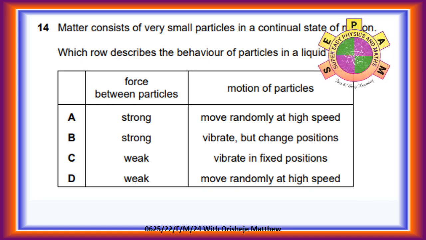Motion of particles is random and continuous. The particles in a liquid are constantly moving in random directions, bouncing off each other and the walls of their container. Therefore, the correct row would describe the forces as moderately strong and the motion as vibration but changes direction. The correct option is B.